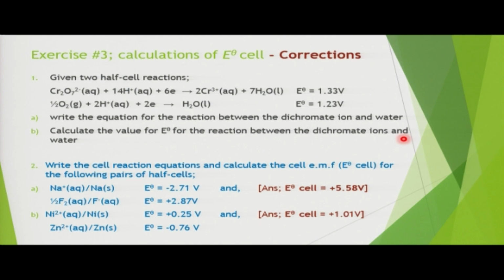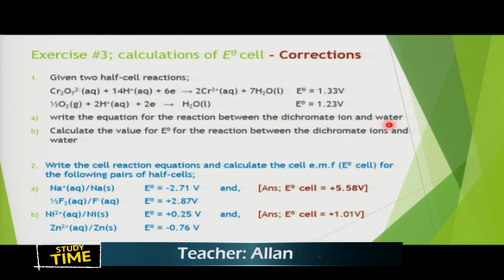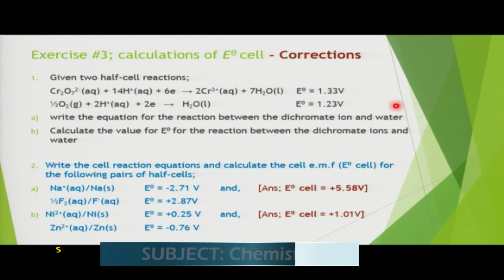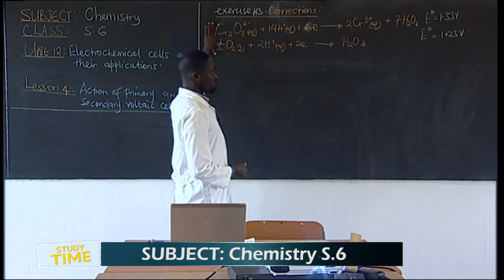We are given the half-cell reactions. The dichromate is being reduced to chromium-3 in the presence of hydrogen ions, and that is its potential. Then we have oxygen also gaining electrons, forming water, and that is its potential. We are to write the reaction between the dichromate ion and water using this information, applying the principle. Can we now focus on the board? I've rewritten it for easy explanation.